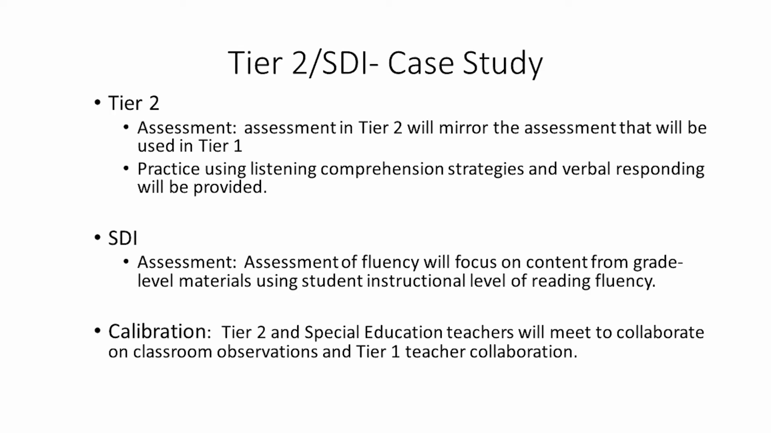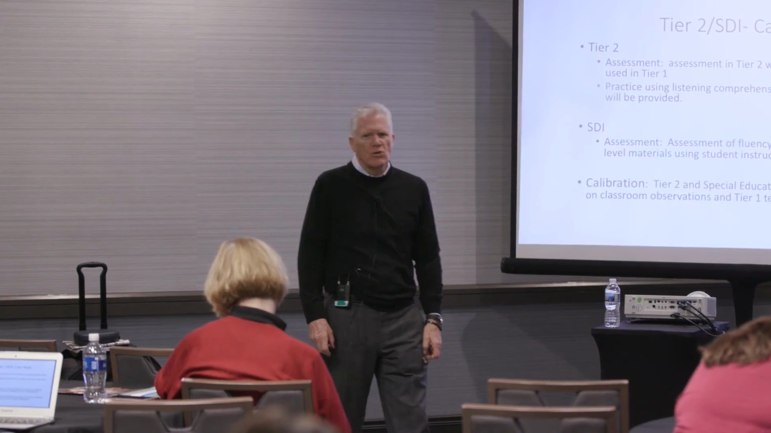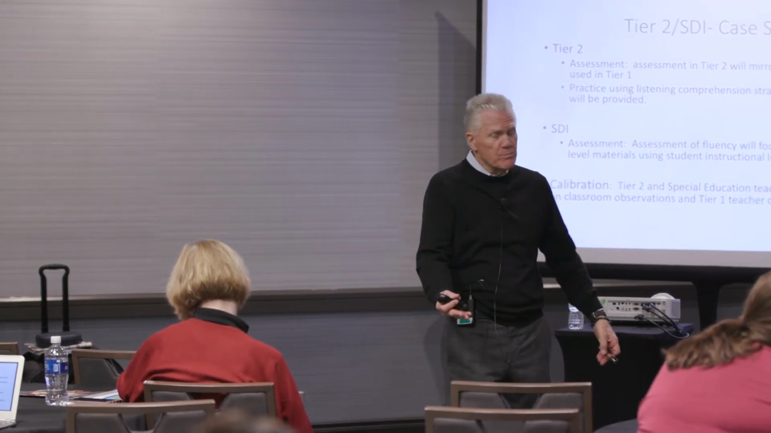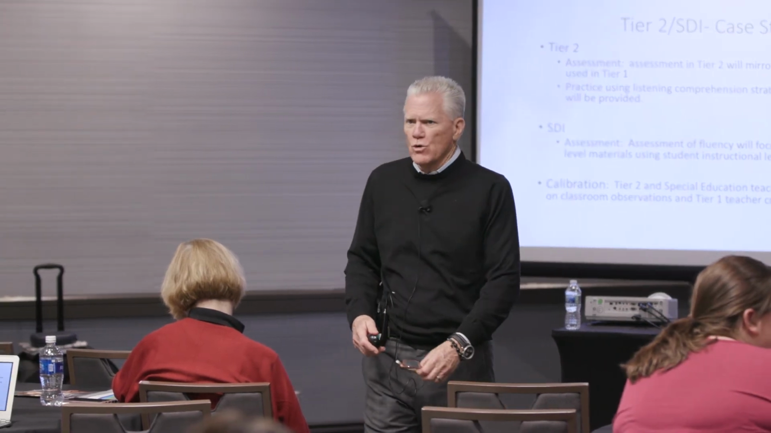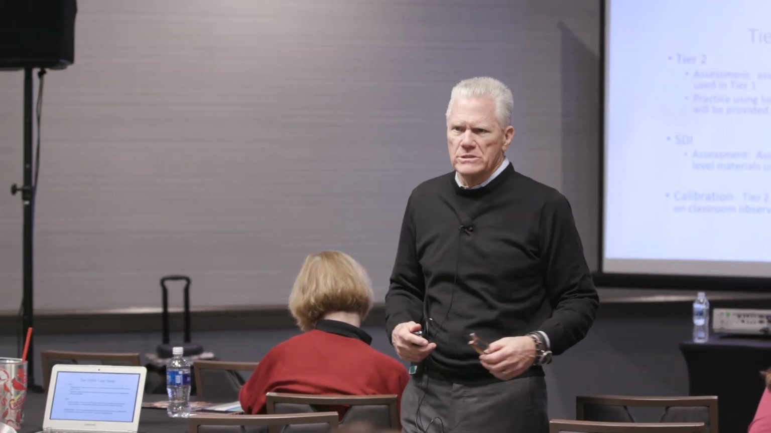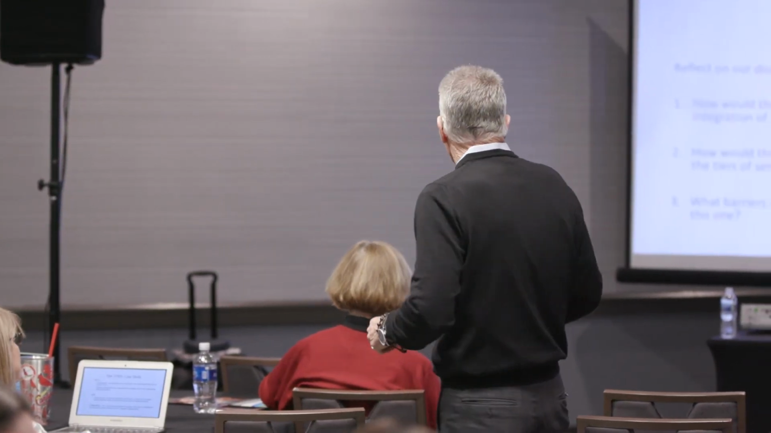Do it informally. For calibration, Tier 2 and special education teachers, that's Title and special ed, will meet to collaborate on classroom observations and Tier 1 teacher collaboration. So if you have a Title person doing something and you as special ed are doing it, you both don't have to go in and look at the kids. You can look at each other's kids and then collaborate. So if you have those extra resources, it cuts down on the observation stuff.